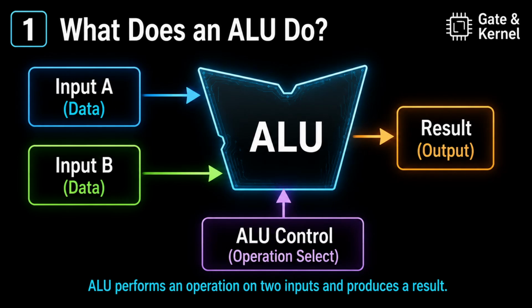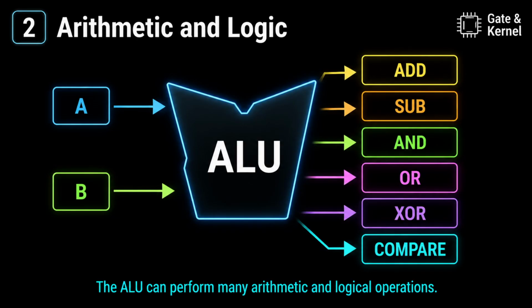Chapter 2. Arithmetic and Logic. The name Arithmetic Logic Unit tells us that the ALU handles two major categories of operations. The first category is arithmetic. Typical arithmetic operations include addition and subtraction. The second category is logic. Typical logical operations include AND, OR, and XOR. Many ALUs also support comparisons or provide information that helps the CPU perform comparisons.